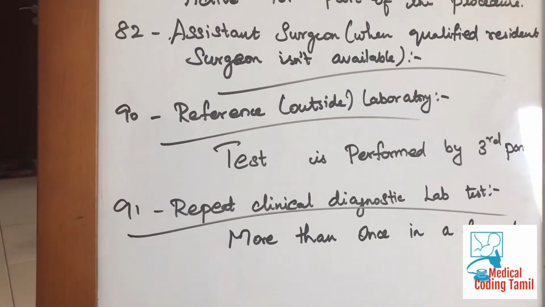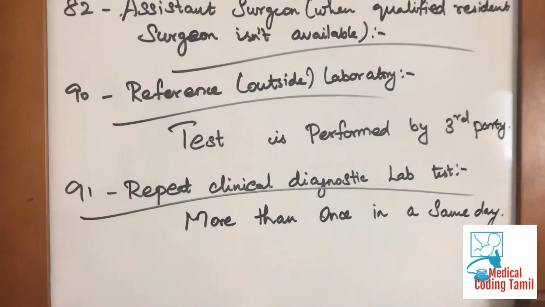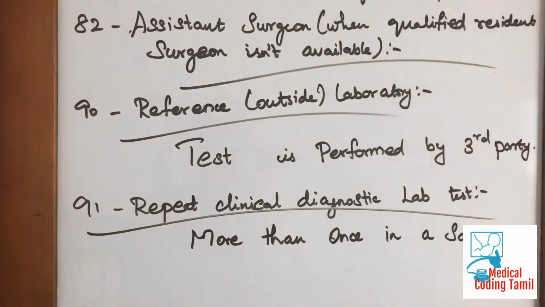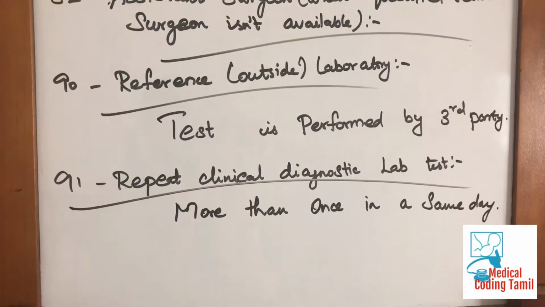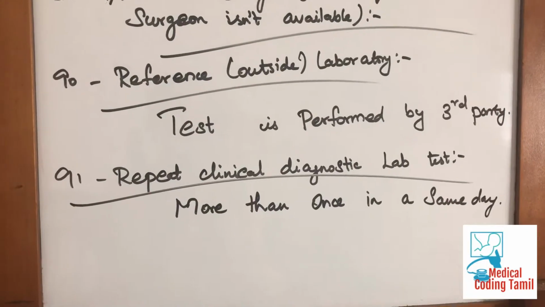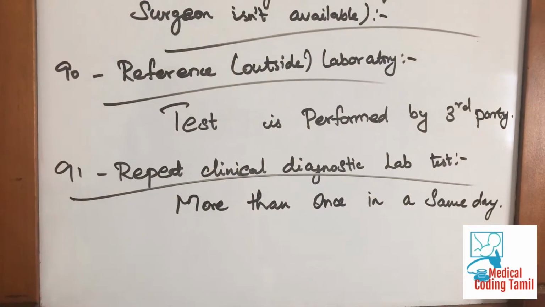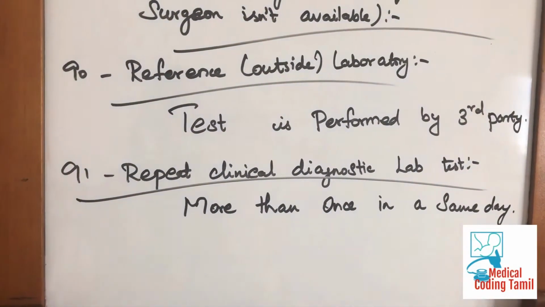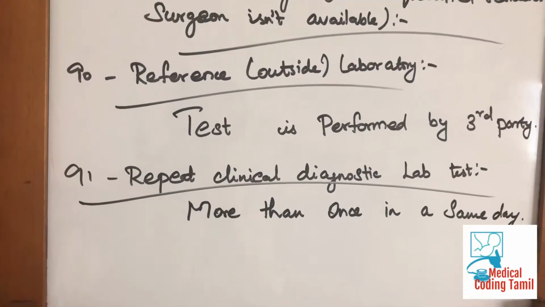And modifier 90, reference outside laboratory. The test is performed by a third party, which means the reference is given to an outside private laboratory. The test is not done in the hospital's own laboratory; it is done by outside persons, an outside private laboratory. Then we have to use modifier 90 with the code.